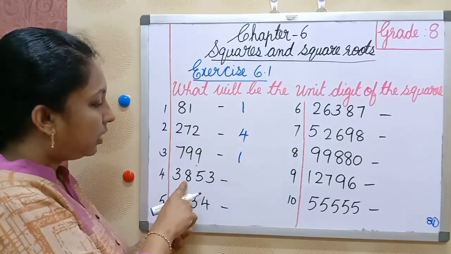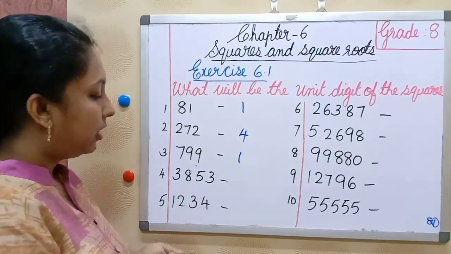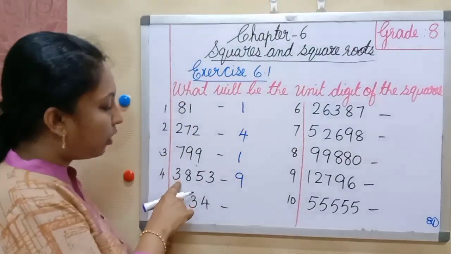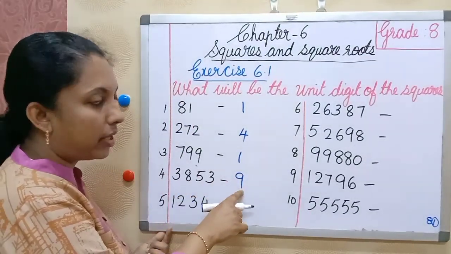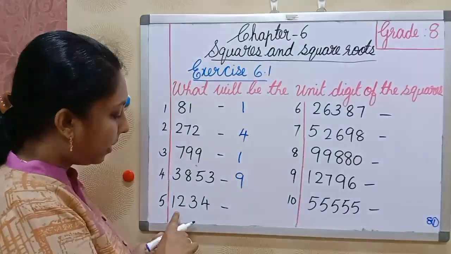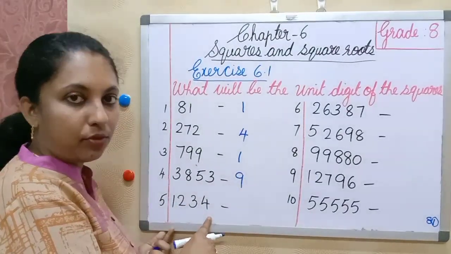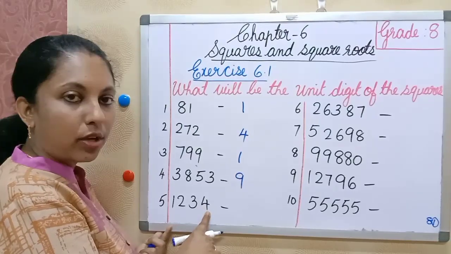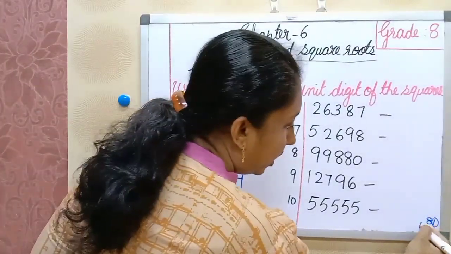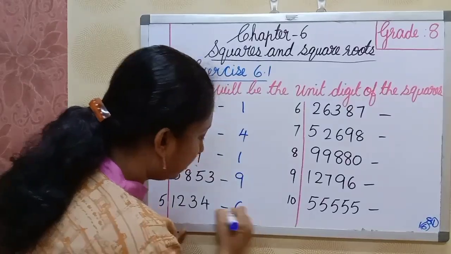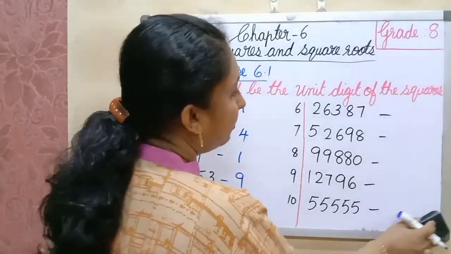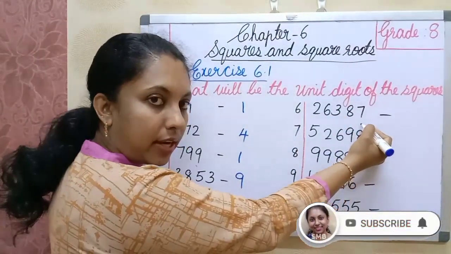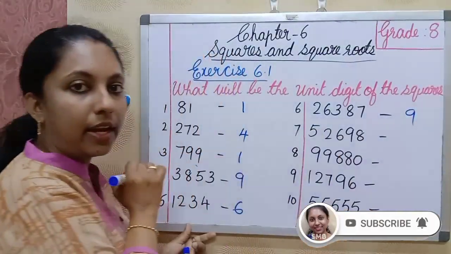Then 3853. Same way, 3 square is 9. So the square of 3853 has unit place digit 9. Next one, 1234. 4 is the unit place digit, and 4 square is 16, so the unit place is 6. Same way, 26,387. 7 square is 49, so the unit place digit is 9.